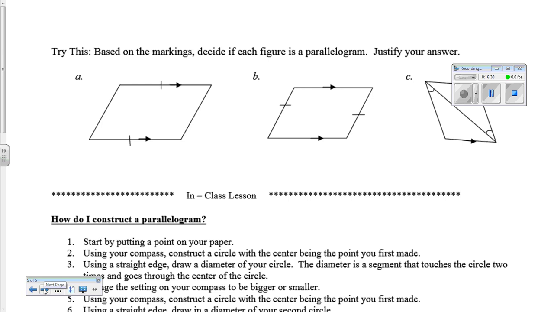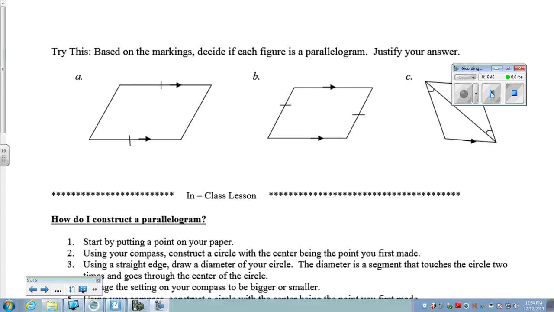Okay, try this on your own. Please pause the video. Decide if the graph or the shape given to you is a parallelogram and why. So even if you say no, you must tell me why. Okay, there's just the 3. Do not do the in-class lesson. You will do that in class. Please pause the video while I pause it as well.